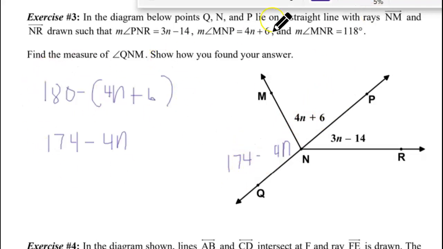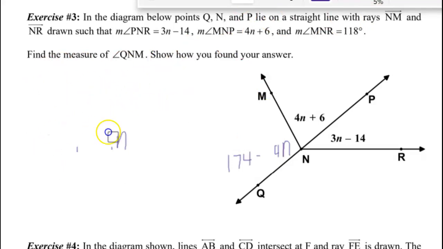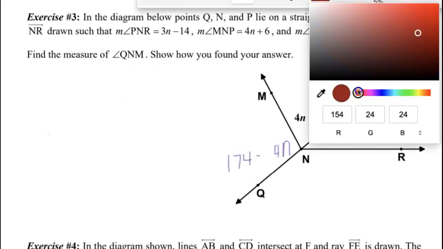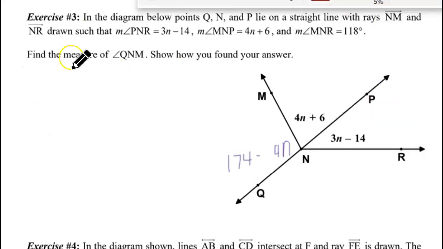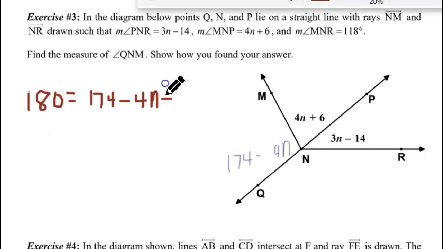Okay, I'm going to erase this part because we need space. So if I take that out, let's change that color. So that becomes 180 is equivalent to 174 minus 4n plus 4n plus 6. Without solving this, we already see the answer if you notice.